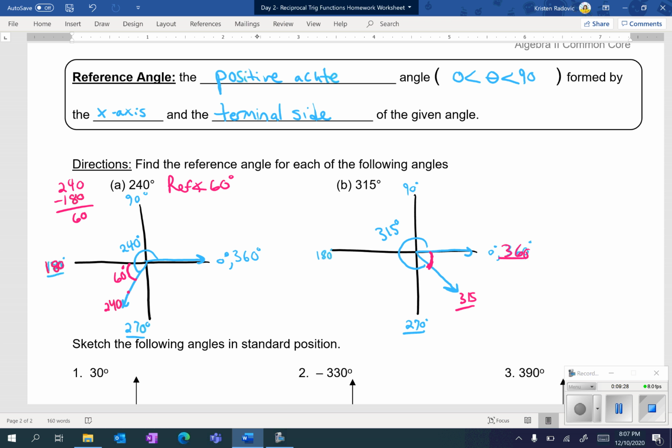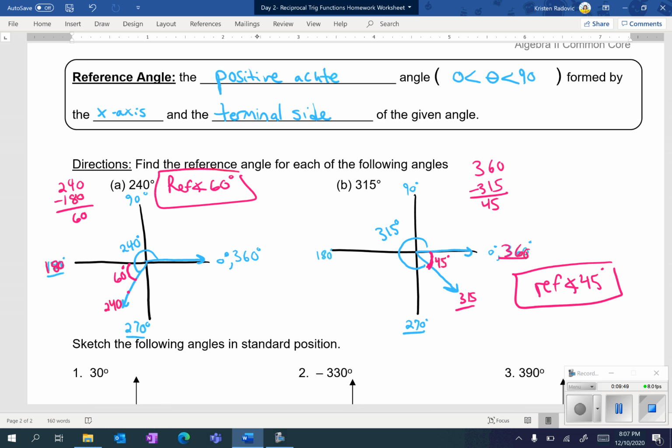So this angle measurement would be 45 degrees. So my reference angle is 45. And notice how both of these are less than 90 degrees.